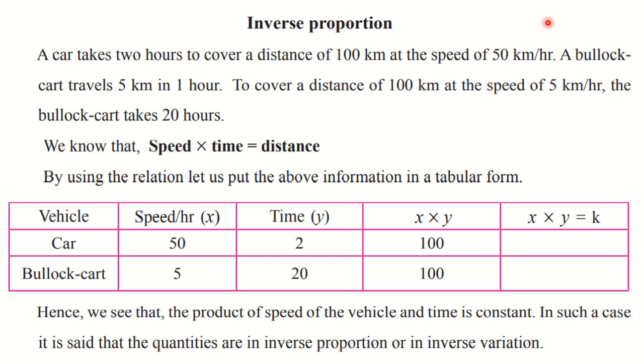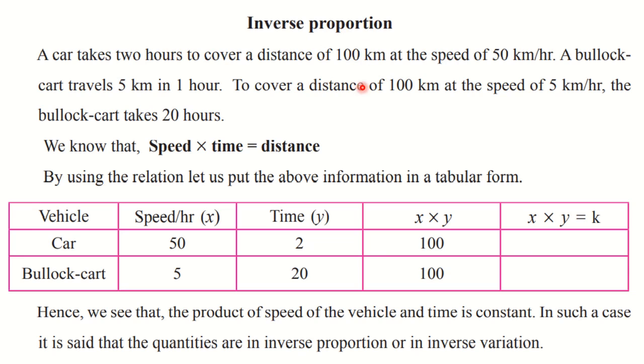Why? Because the speed of the car is more. Opposite to that, the bullock cart is taking 20 hours to cover the same distance because the speed of the bullock cart is less. So here you will observe that as the speed increases, time decreases. Correct? So here in this case, as one quantity is increasing, other quantity is decreasing. Okay, so let us write down this information now in tabular form. Okay, vehicle, we have two vehicles, one is car and the other is bullock cart. And here what you will find is distance is same.